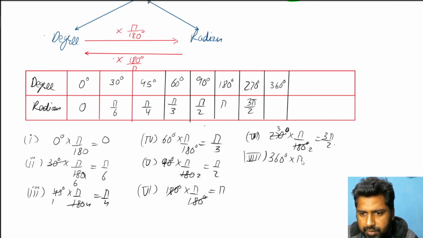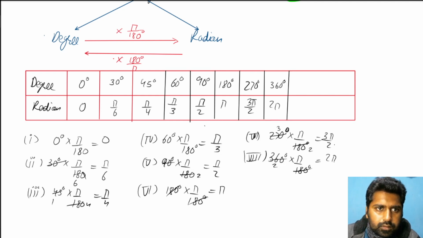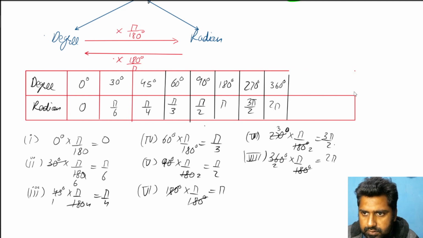360 degree into pi by 180. 180 into 2, so that is 2 pi. Okay. That's it.